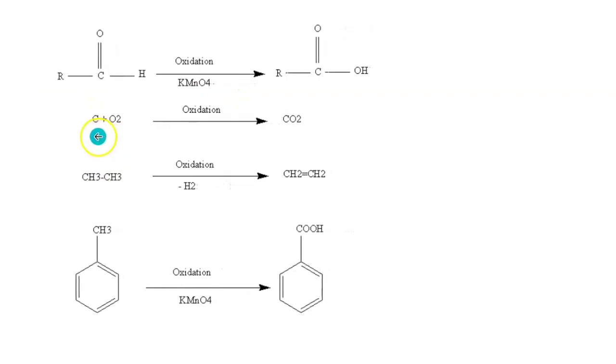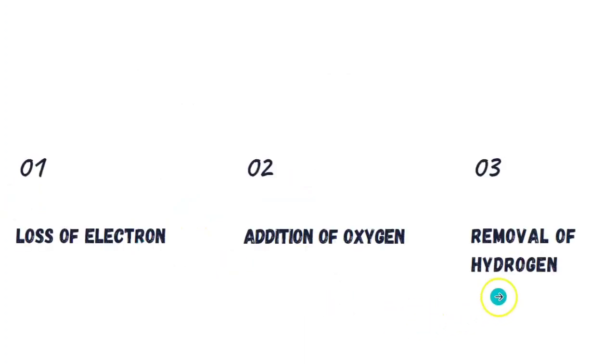See the second example: when carbon reacts with oxygen, oxidation takes place and it gives carbon dioxide. This is also an example of oxidation. See the third example, this is an ethane molecule. When the ethane molecule undergoes oxidation, it gives ethene. What happened here? Removal of hydrogen happens. Six hydrogens are present in the reactant, and in the product only 4 hydrogens are present. So removal of hydrogen happens here, and removal of hydrogen is nothing but oxidation.